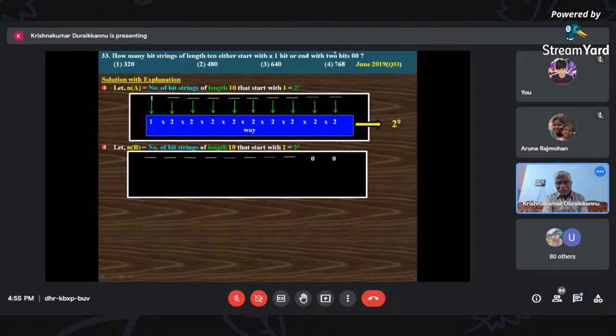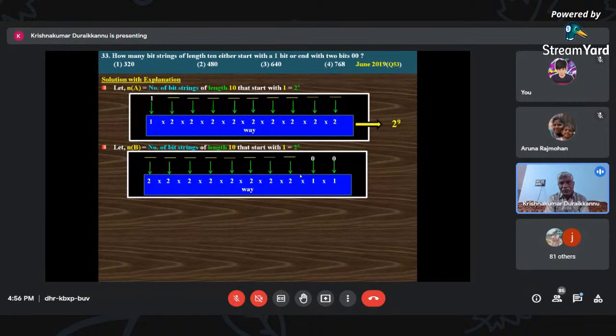Sorry, some mistake. That means end with 00. I copied from here, so I will change it. The number of strings of length 10 that end with double 0. Please change that here to end with 00. The remaining bits are 8, and each can be filled 2 ways, so the total is 2 power 8.